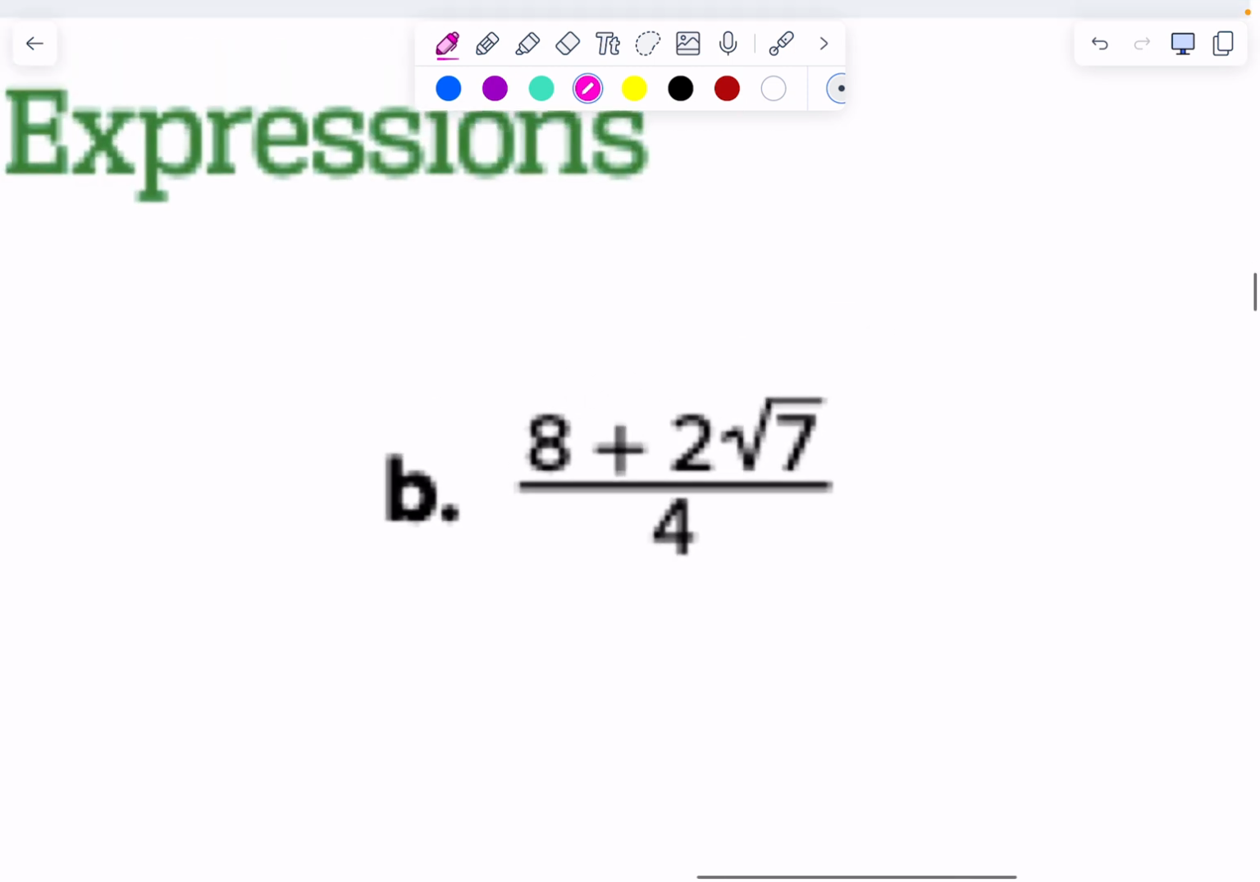B. How do I divide that thing by 4? How do I simplify that?